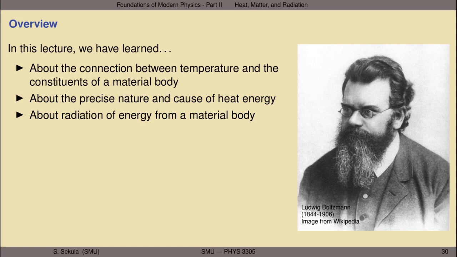So to review, in this lecture, we have learned the following things. We've learned about the connection between temperature and the constituents of a material body. We've explored the precise nature and cause of heat energy, the fact that heat energy is related to the average kinetic energy of the constituents of material, like an ideal gas, and that that is directly related to the temperature of the macroscopic body of that gas. We've considered ways of transferring energy to and from objects, and we've looked specifically at the emanation of electromagnetic energy in the form of light from a heated body.